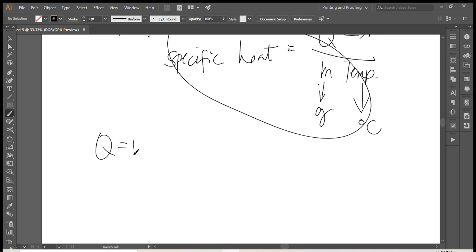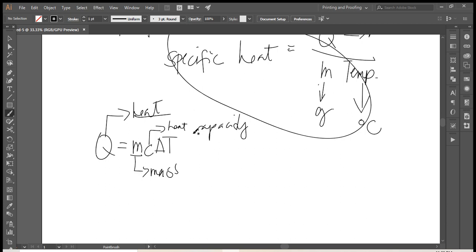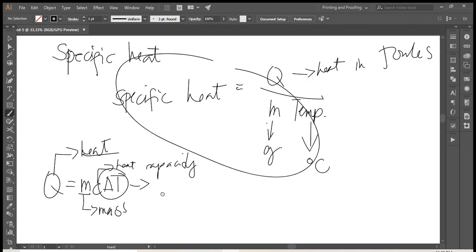So we have Q equals m c change of the temperature, wherein Q means heat absorbed or heat released. We have here the mass, depending on the problem. And then this one is the heat capacity. The heat capacity is constant for a substance, so it will be given, especially in your exam. And then this one is the change of temperature, which is final minus initial. Actually, it doesn't matter whether it turns out negative or positive.